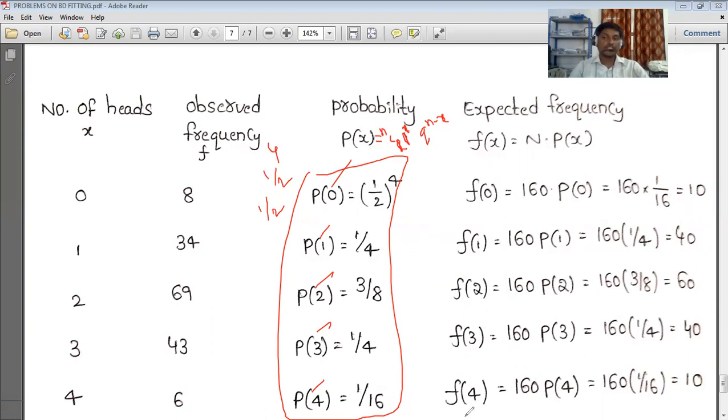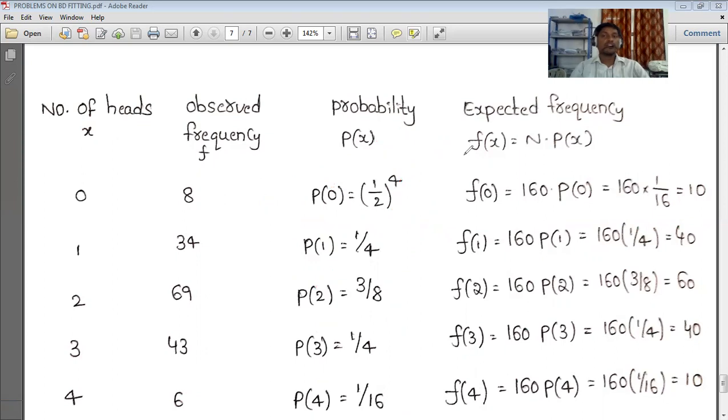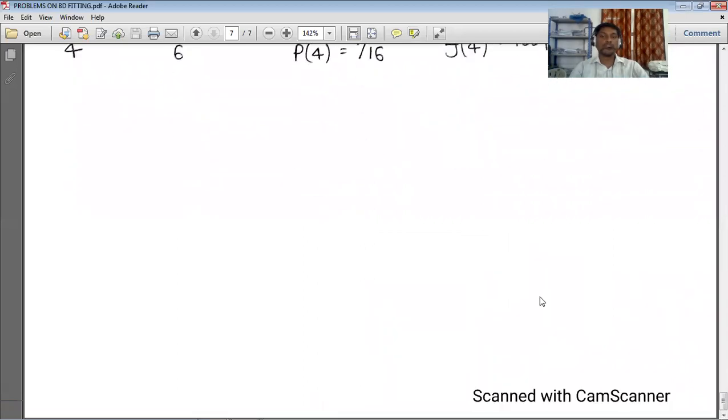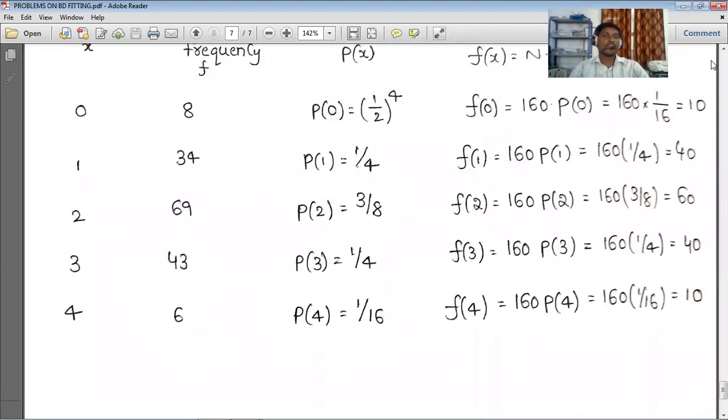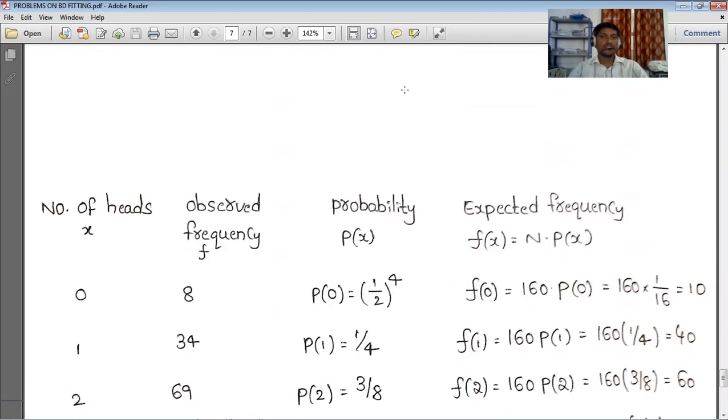After getting them, you need to multiply with capital N. Then we get all these expected frequencies. Of course, the observed frequencies are already mentioned, so that we can simply write if you want. And finally, x, observed frequencies and expected frequencies, that we can write here. So these are the problems on binomial distributions, fitting a binomial distribution, and the previous problems. Thank you.